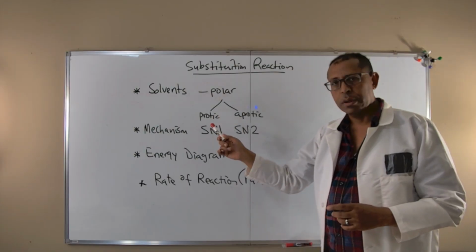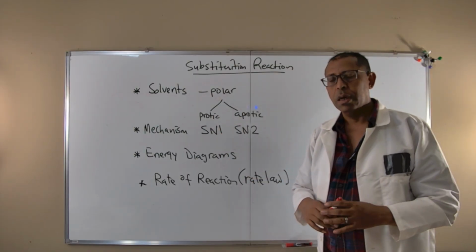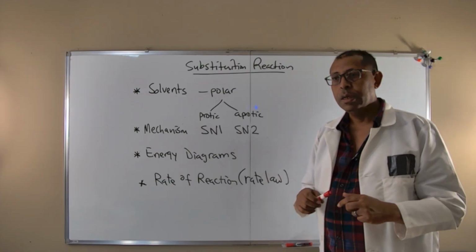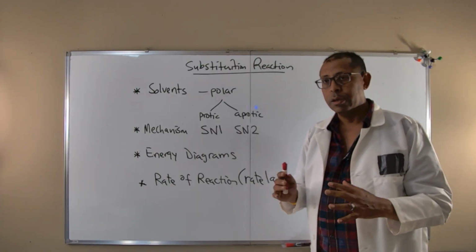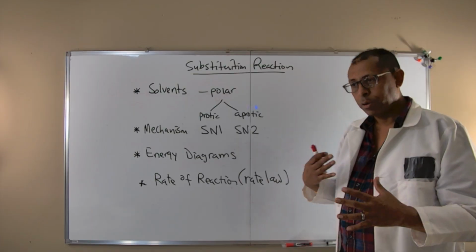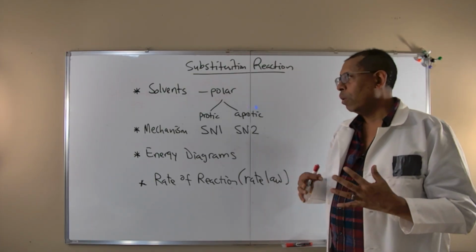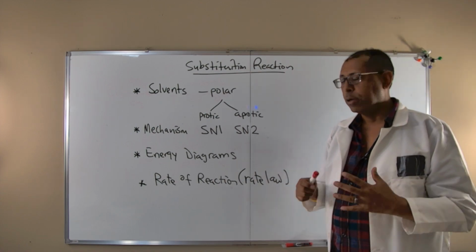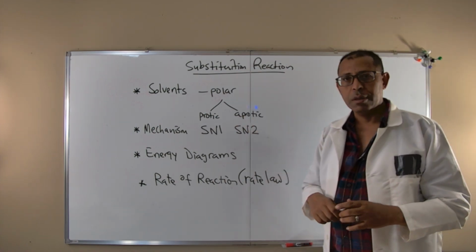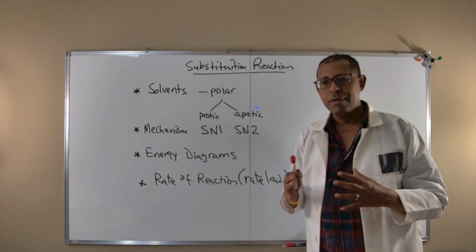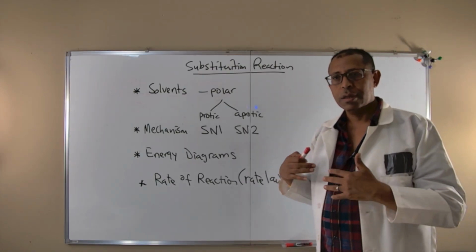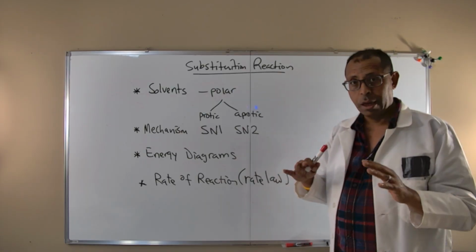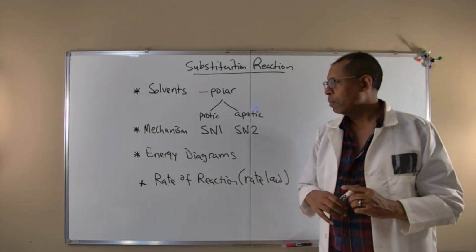When we say protic solvents, we mean that the solvent contains some hydrogen that's attached to an electronegative atom. That means it could be ionizable, or it's capable of making hydrogen bonding. Aprotic solvents are polar solvents, but they don't have any hydrogen that is capable of hydrogen bonding. But the detail will be in the video.